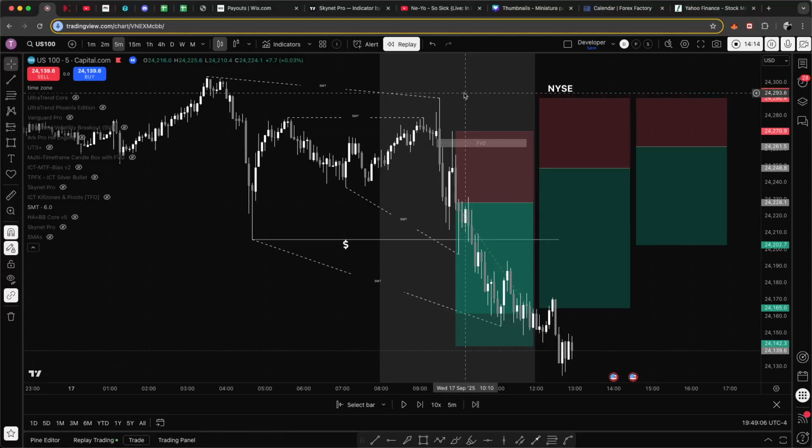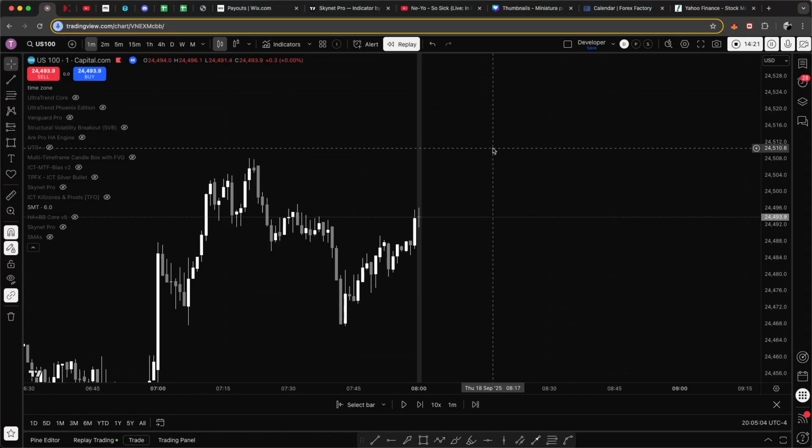Now I'm going to show you a couple more examples that you can use in your favor to take this type of entries. Let's see. All right. So let's look at this scenario right here.